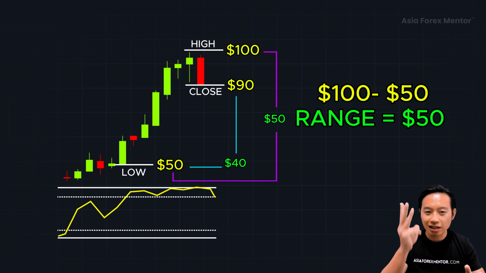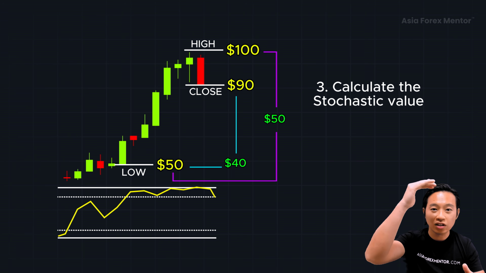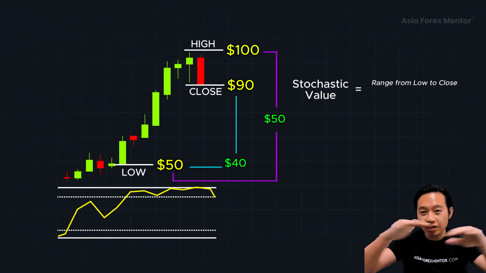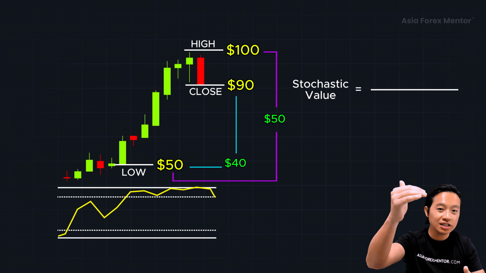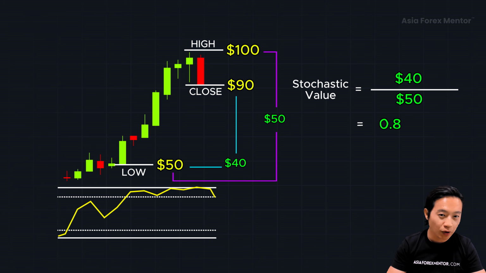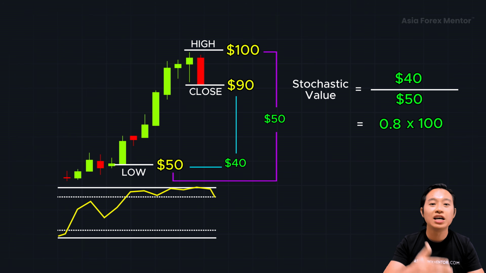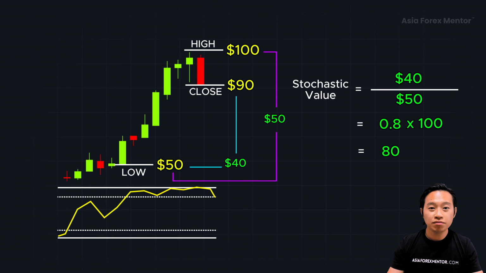Third, to calculate the stochastic value, the formula is pretty straightforward. It is the range from the low to the close divided by the range from the high to the low. So in this case, it will be $40 divided by $50, 40 over 50, which is 0.8. When you convert to percentage, it is 80. So that's it, the stochastic value is 80.